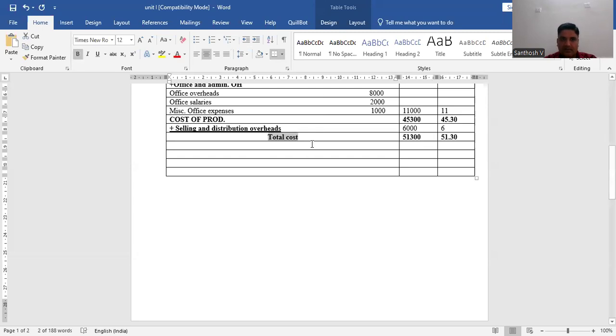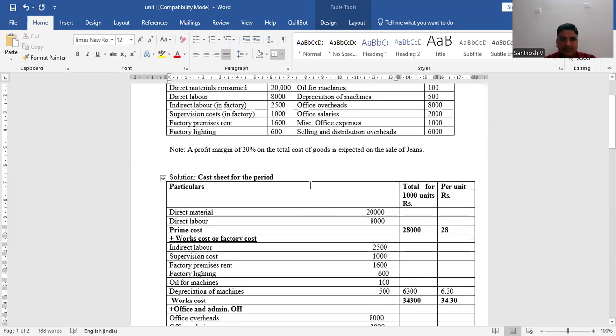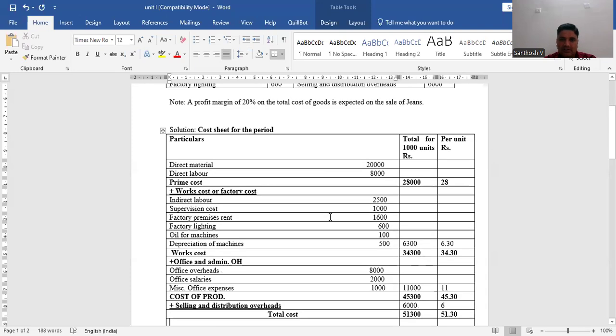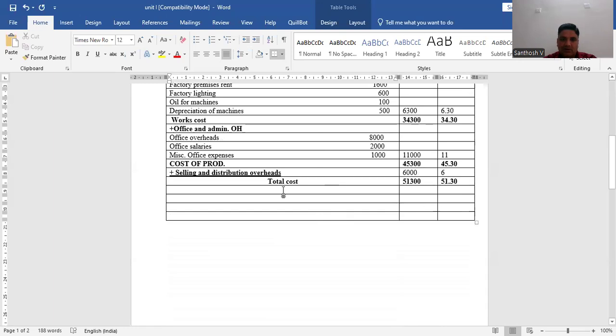Now we will come to know what the total cost amount is. After total cost, the profit is given in the question. We'll check. Note, a profit margin of 20% on the total cost of goods is expected on the sale of jeans. So here, a profit margin is given as 20% on the total cost. The sales is not given. So total cost we need to identify now. So profit, that is 20% of total cost.